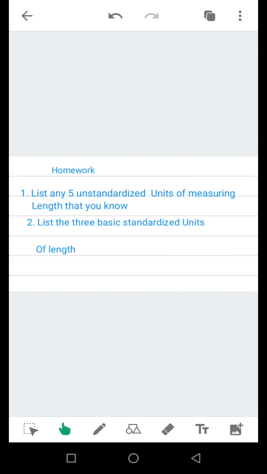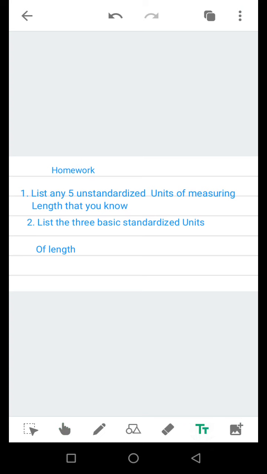So with that, we get the homework. The homework is: number 1, list any 5 unstandardized units of measuring length that you know. And number 2, list 3 basic standardized units of length that you know.